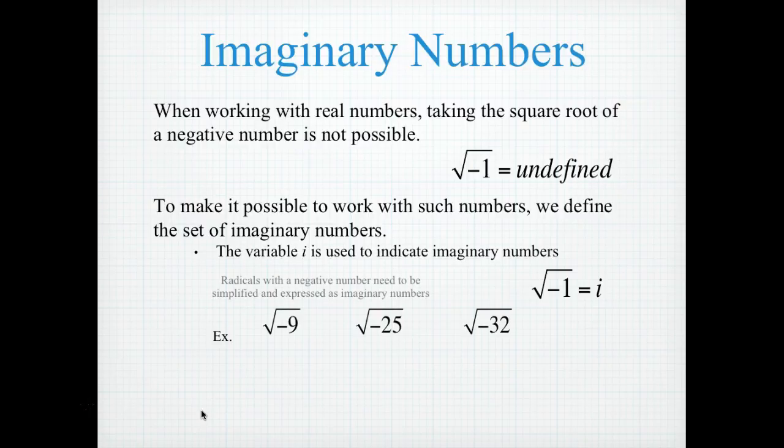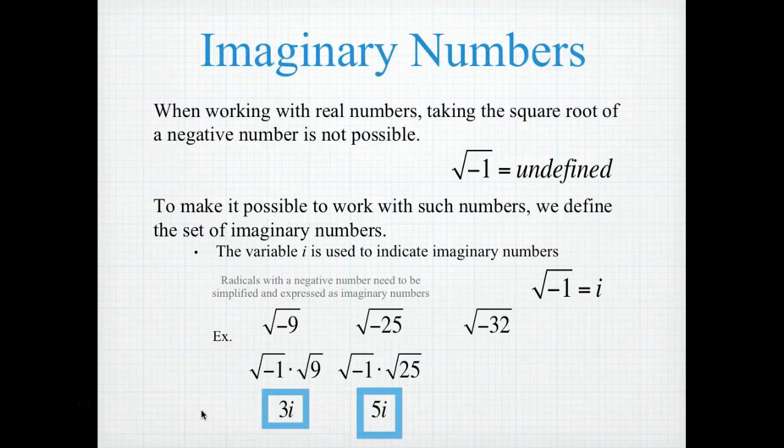Radicals with negative numbers need to be simplified as any other radicals and expressed as imaginary numbers. So our first example, the square root of -9, gets broken down as the square root of -1 times the square root of 9, and we simplify each radical individually, and that gives us 3i. Just like the square root of -25, we pull out the -1, and that gives us the square root of -1 times the square root of 25, which simplifies to 5i.